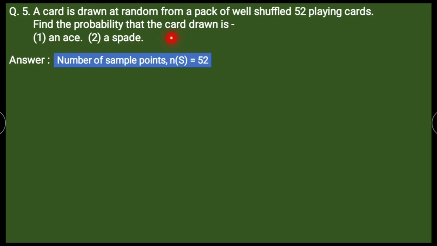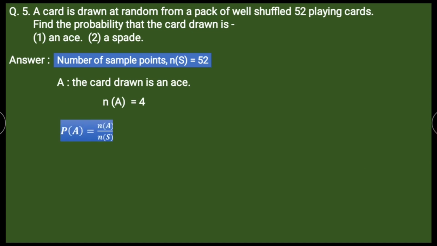We have to find the probability that the card drawn is an ace. So the total number of aces is 4. So A is the event: the card drawn is an ace. So n(A) equals 4. So the probability P(A) equals n(A) upon n(S), that is 4 by 52, that is 1 upon 13.